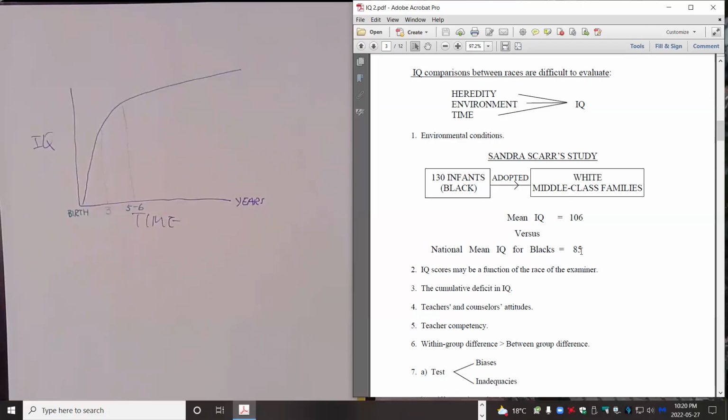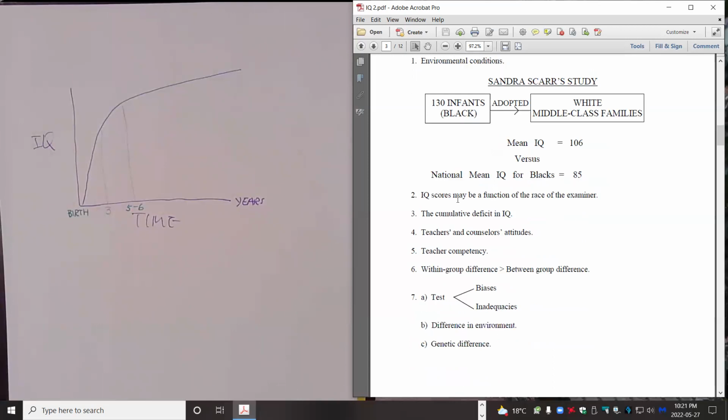But of course here, remember the Birch test, our IQ tests are culturally biased, right? Now, IQ scores may be a function of the race of the examiner. Wow. Research studies have indicated to us, yes, this is true. How true? Well, a Black examiner will consistently overestimate Blacks' IQs. On the other hand, the white examiners, they overestimate what?